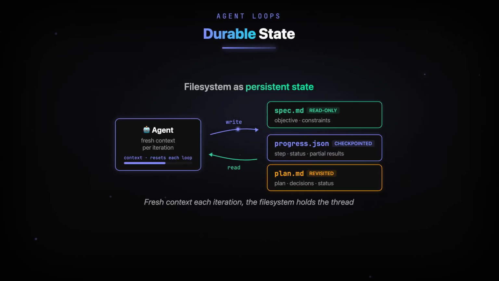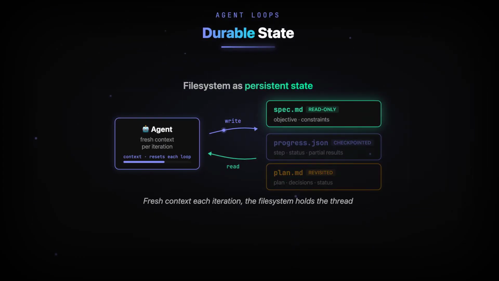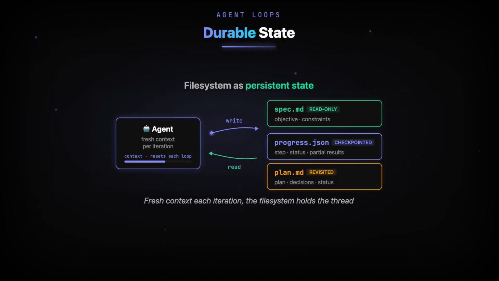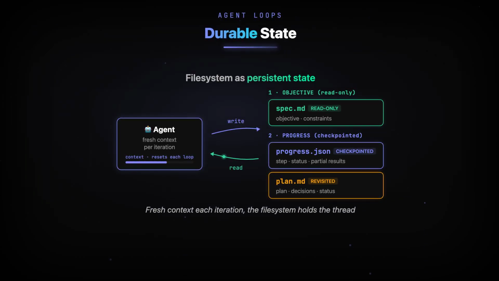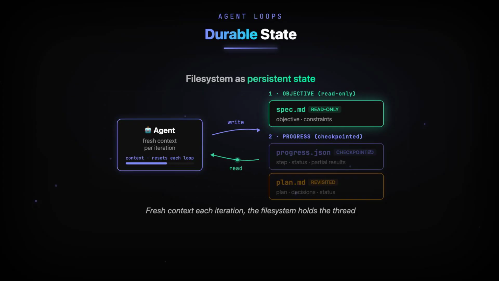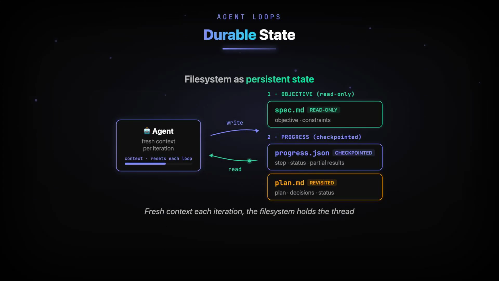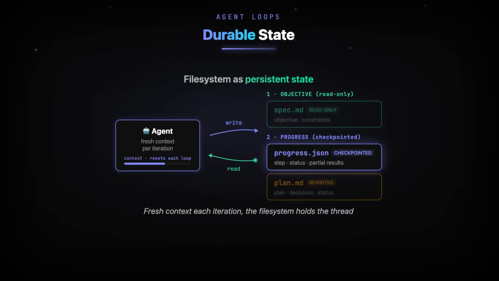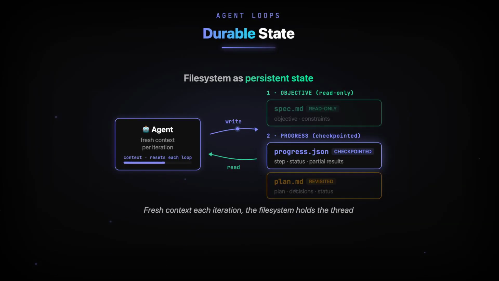Fresh context window per iteration. File system as persistent state. The agent reads its own spec at the top of every loop. That's what lets a loop run for hours without drifting. 2 kinds of state to checkpoint. The objective, what the agent is trying to accomplish, goes to durable storage before the loop starts and is read-only during the run. Markdown files work great. The progress state, tool call history, intermediate results, where in the plan you are, gets checkpointed at every meaningful step.